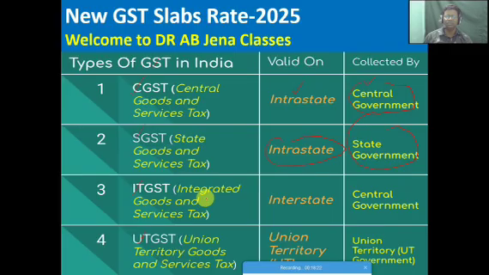IGST, what does it stand for, friends? It is Integrated Goods and Services Tax. It is also valid on interstate, and who will collect the IGST? The central government. UTGST, Union Territory Goods and Services Tax, is valid on union territories, and who will collect it? The UT government.